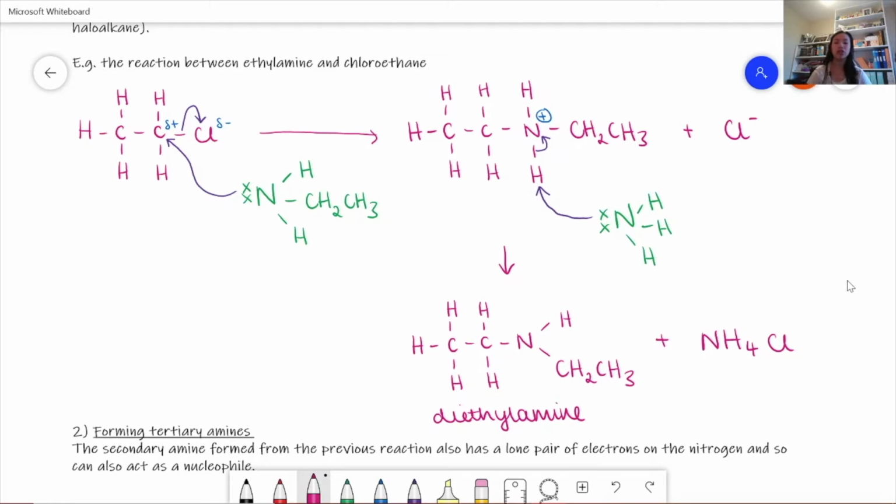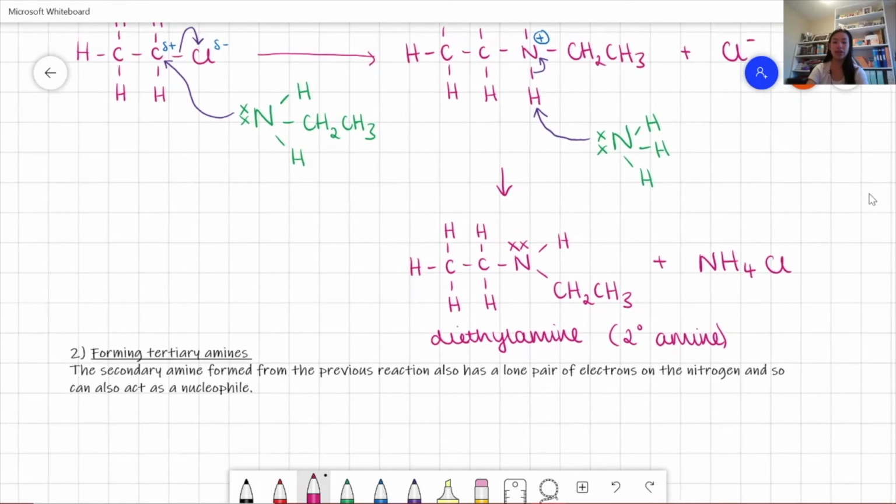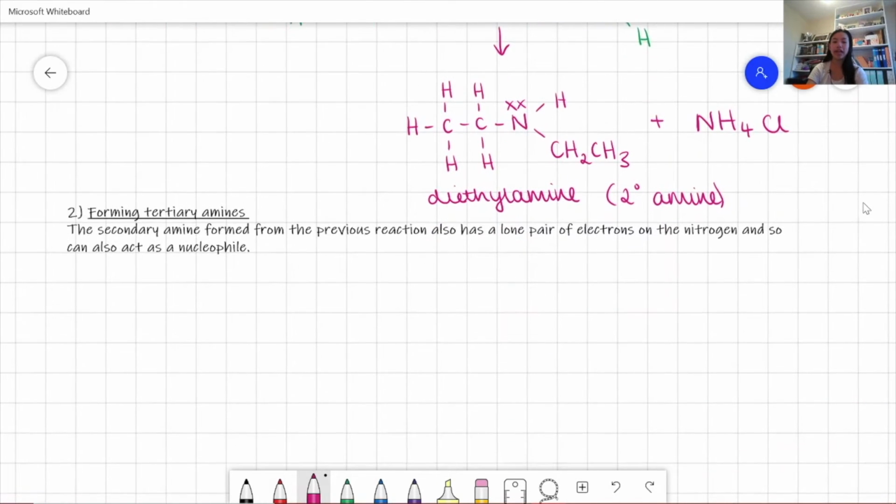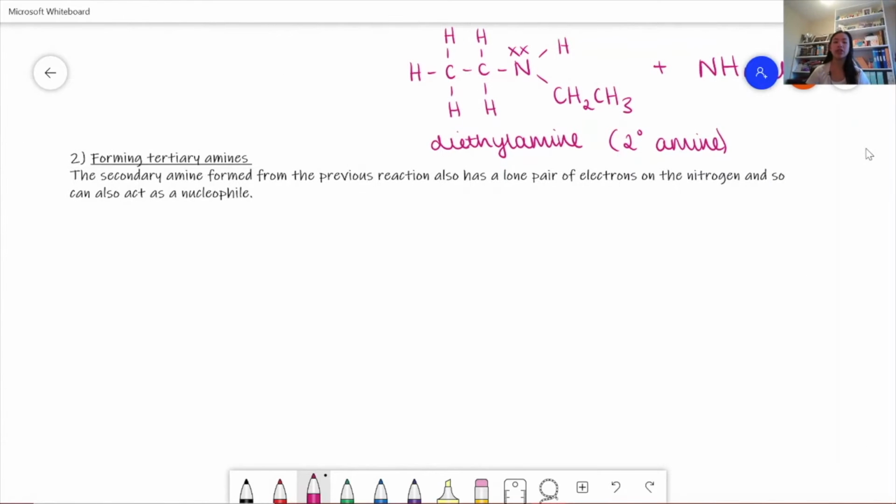And that's because we've got 2 ethyl groups on the nitrogen, and so we use the prefix di because we have 2 of them. And then we need to remember that this nitrogen also has a lone pair of electrons on it. So this is our secondary amine. And then what happens is that we get further substitutions where we can form tertiary amines. So the secondary amine, which is formed from the previous reaction, also has a lone pair of electrons on the nitrogen, and so that means it can also act as a nucleophile.